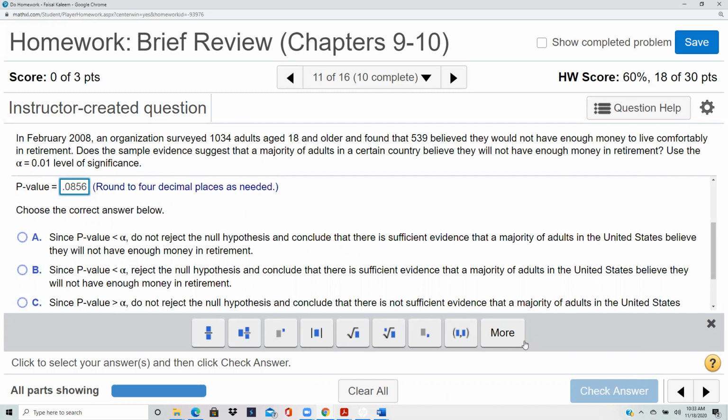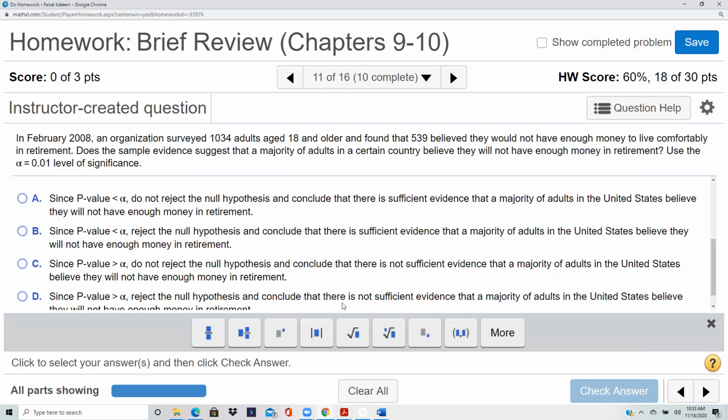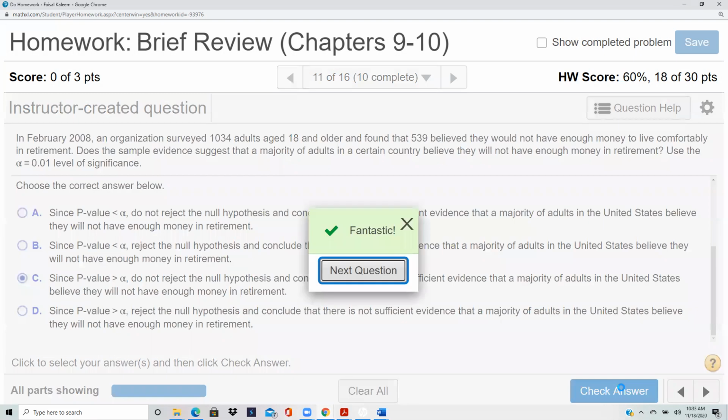So let's see. That was 0.01. So this is great. The p-value is greater, so you will not reject it. Right. So, which one? So let's see. It would be C. Do not reject, and so there is not evidence. Okay.